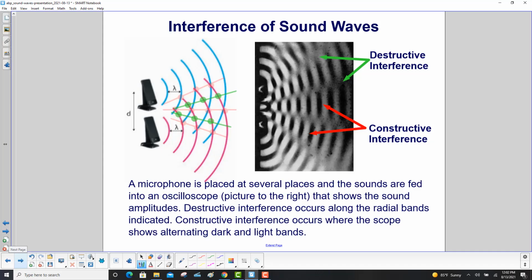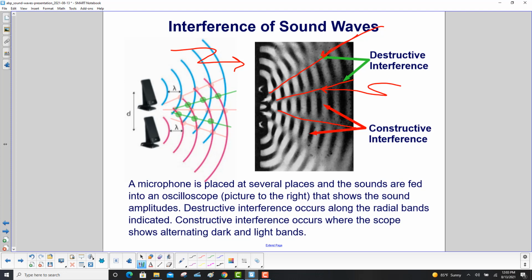Now let's place a microphone at several places and the sounds are fed into an oscilloscope. And there's our picture of what the oscilloscope is showing us. And that shows the sound amplitudes. Destructive interference occurs along the radial bands indicated. So hopefully you can see it's white over there, that means there's no sound. So that's where your destructive interference is occurring.